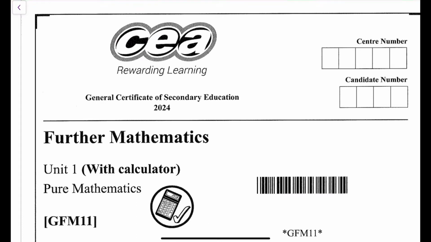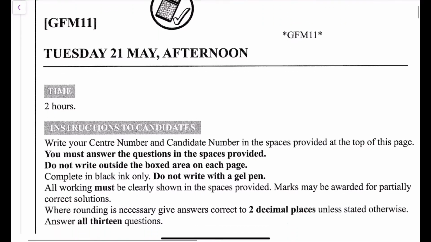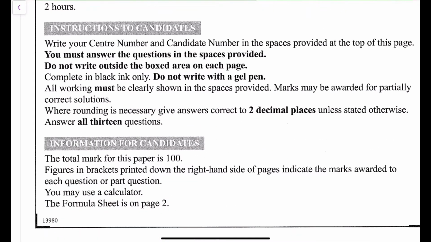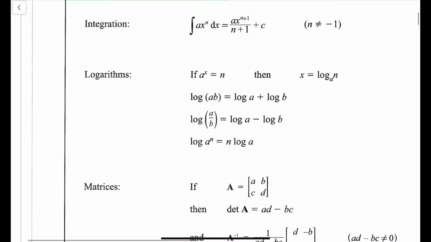These are our solutions to 2024 CCEA GCSE Further Maths Unit 1, which is the pure mathematics module, and you're allowed a calculator with this one. Just as we look here on the paper, it says 2 decimal places, so we'll have to remember that throughout. Try to.